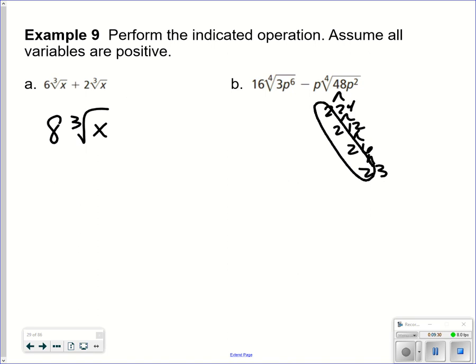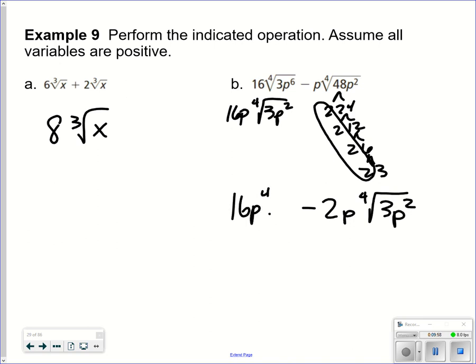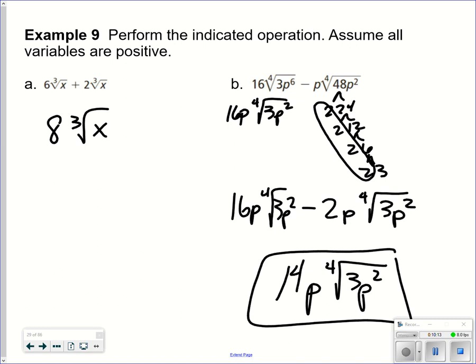So there's enough 2's. So 16 4th root of 3p to the 6th minus 2p 4th root of 3p to the 2nd. Hold on, let me go back over here to the 3p to the 6th. There's too many p's. I can take out a full group of p's and have 2 p's left over. So this becomes 16p 4th root of 3p squared. And so now I can add them together because they have the exact same radical. 16p minus 2p would be 14p, 4th root of 3p squared.